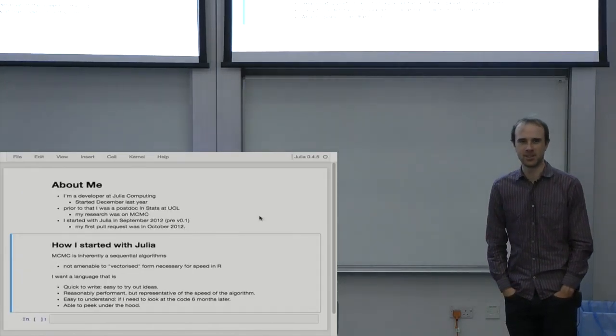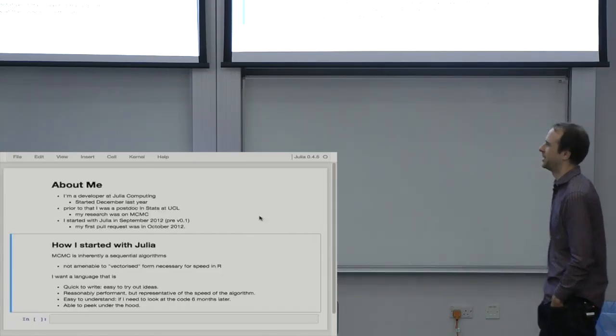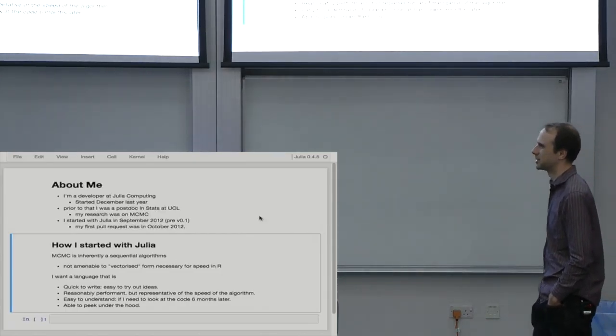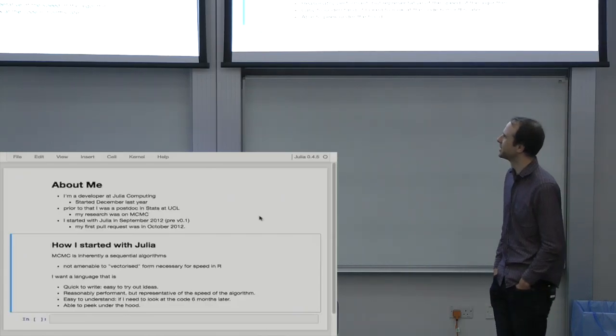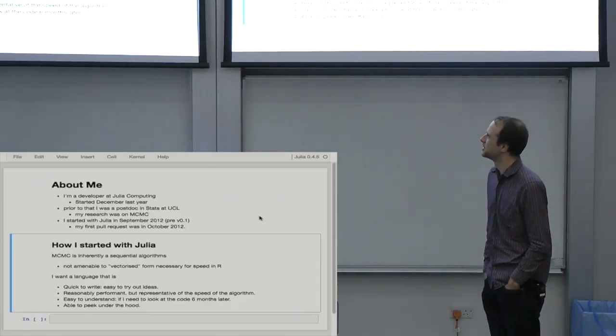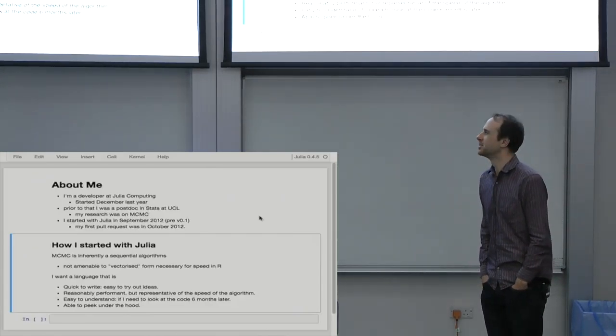I think I fixed up the determinant. They were incorrectly calculating the log determinant of a Cholesky factor, or something, so I fixed that. And then my research went downhill ever since.